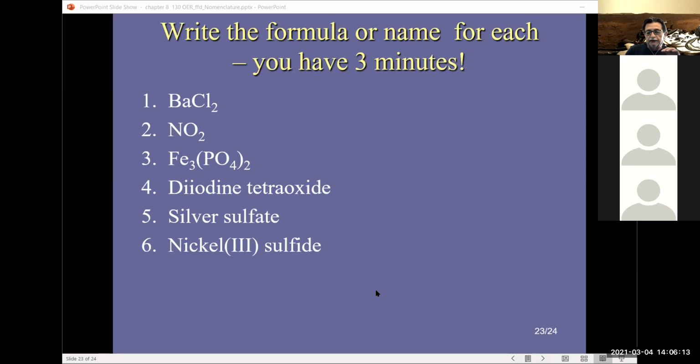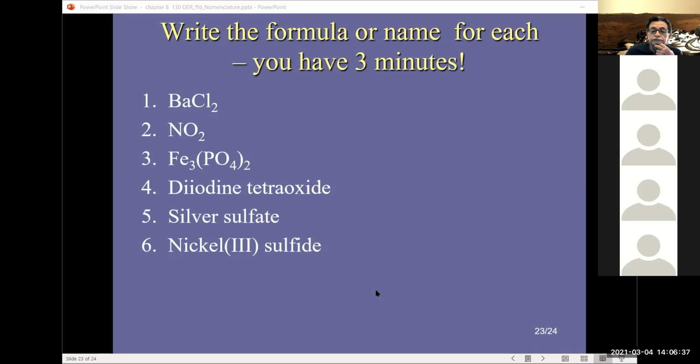First recognize that it is covalent. Therefore, being covalent requires prefixes. Who wants to take a shot at number 2? You can type it in. Nitrogen dioxide. That is correct. Just like carbon dioxide, but here nitrogen is the central atom, dioxide.